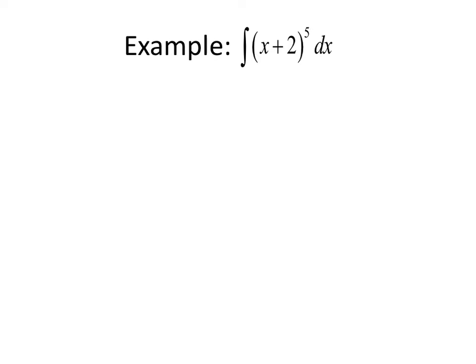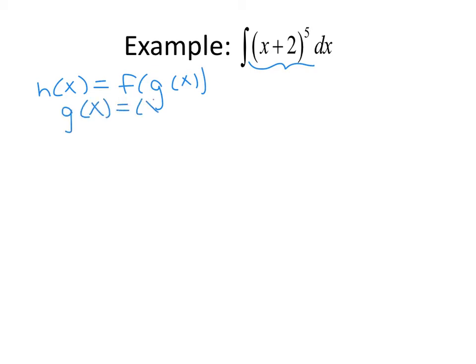Here we want to find the integral of the quantity x plus 2 raised to the fifth dx. Now, I could brute force this and multiply out the whole thing, x plus 2 to the fifth power, but that's going to take me a little while. So here I can recognize that this is actually a composition of functions. I'm going to call this function h of x, and say that it can be rewritten as f of g of x. If I decompose that function, I would say g of x is x plus 2, and f of x is x to the fifth. So when I do this, I'm going to make a substitution.